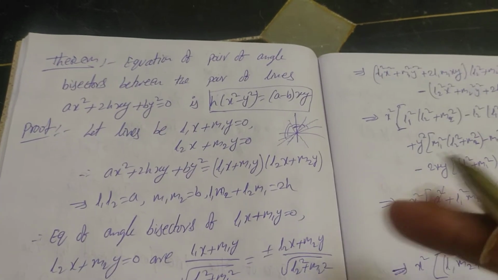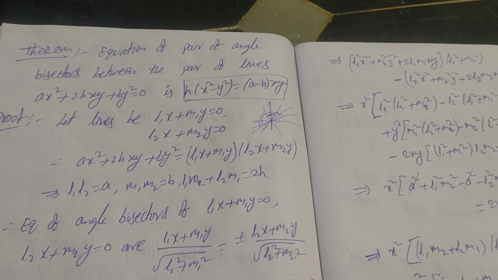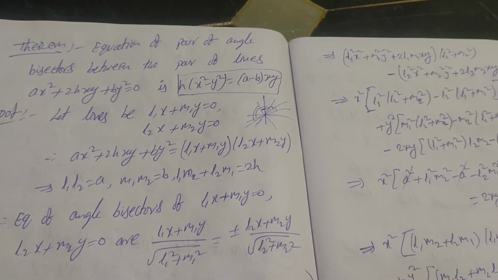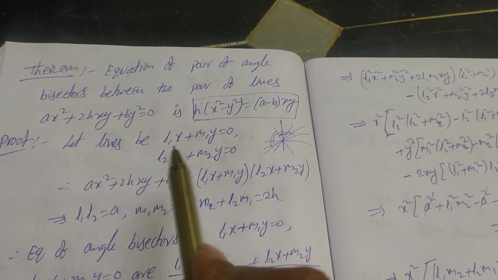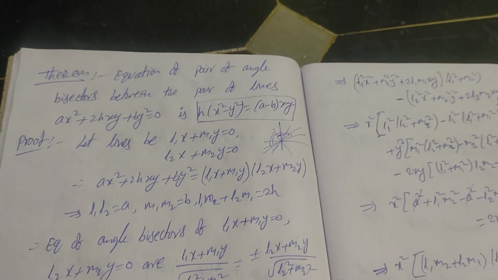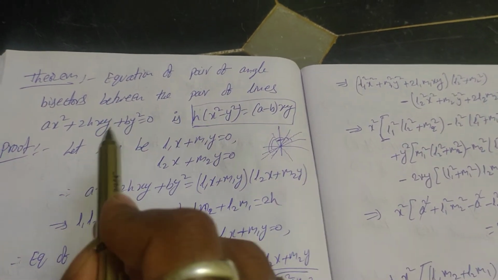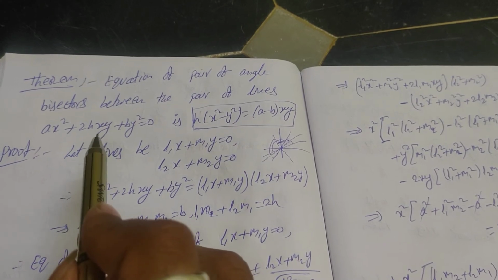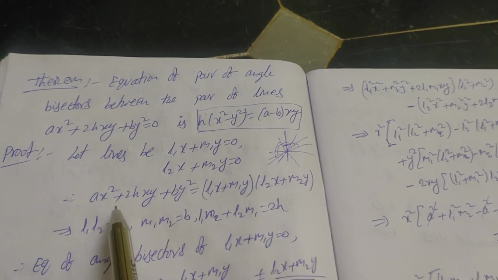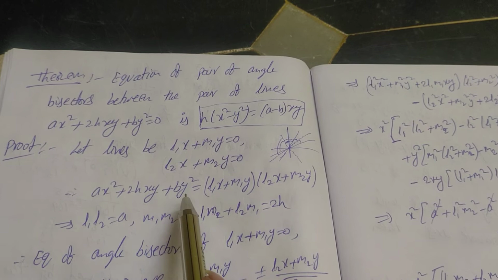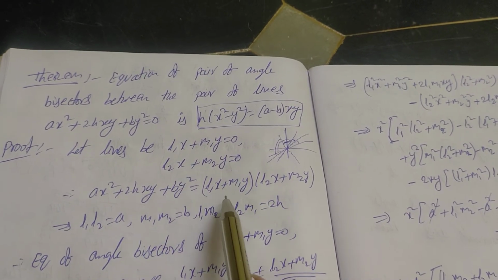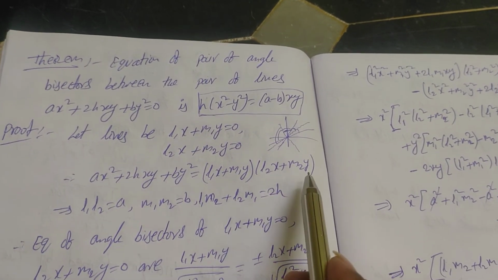Okay, so for this problem also we can use straight lines only. Let the lines be L1x plus M1y is equal to 0, L2x plus M2y is equal to 0. The pair of straight lines of these two. So this one, ax square plus 2hxy plus by square, we can write as the product of these two lines, L1x plus M1y, L2x plus M2y.